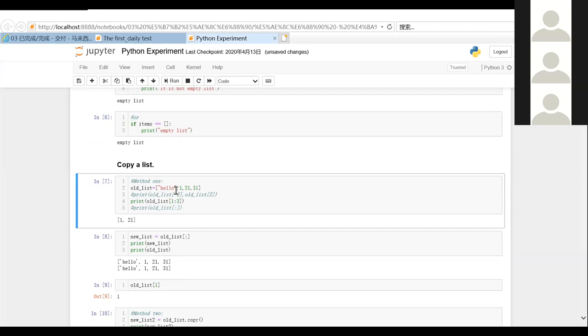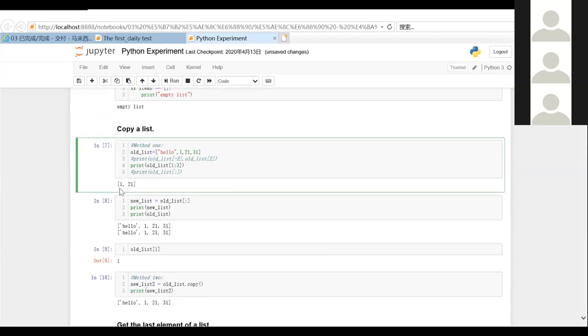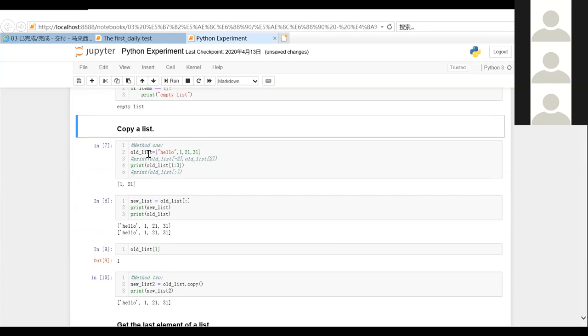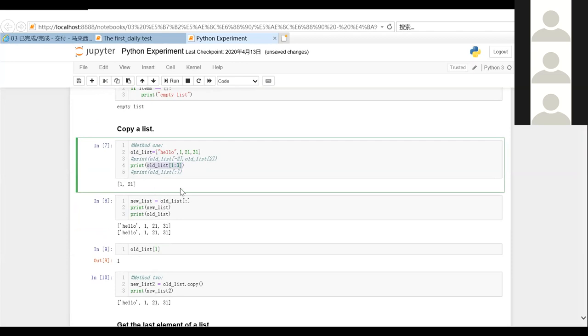So we've mentioned that the data type of the elements in the list can be different. So it can be numbers, or it can be strings, or it can be other data structures. For example, here we define an old list. In old list, the first element is a string, and the rest of the elements are int, numbers. And to copy a list, we can use expressions like this to copy a list from the start to the end.